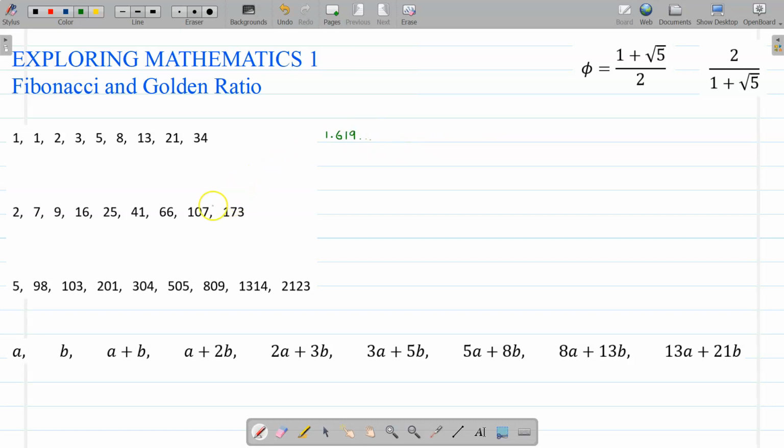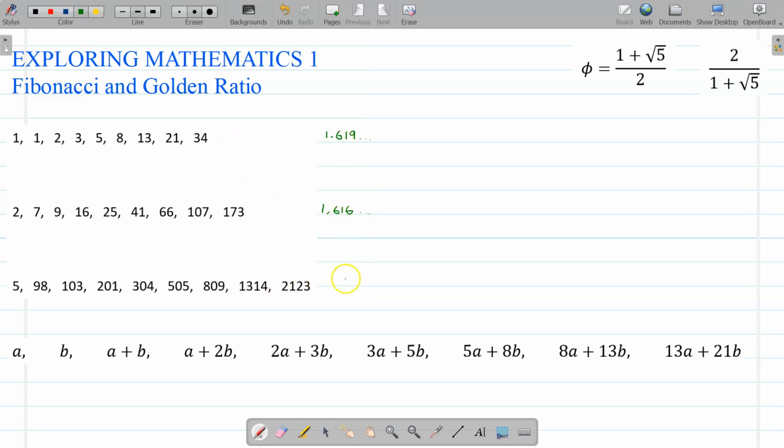Okay, if I took 173 over 107, okay, that's from the other sequence below, and do that on the calculator, that gives me a number very close to that. It gives me 1.616, that one. Okay, and if I do this one here, it will give me something very close to this as well.